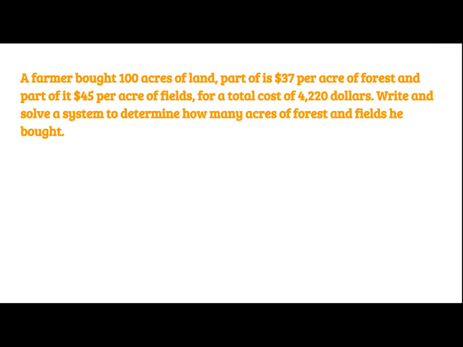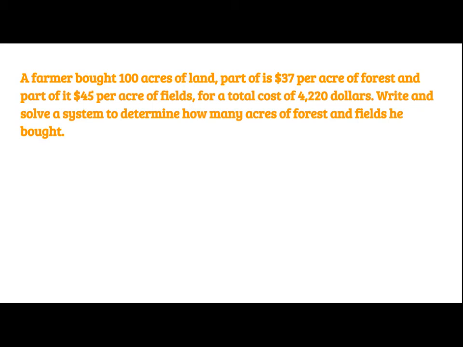All right, last one here. So this one we're going to be looking at another system of equations, but we're going to have to figure it out from a story problem. A farmer bought 100 acres of land. Part of it is $37 per acre of forest, and the other part is $45 per acre of fields. Total cost $4,220.